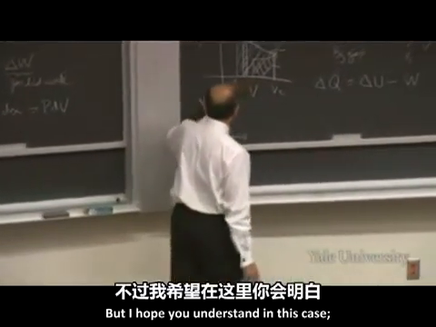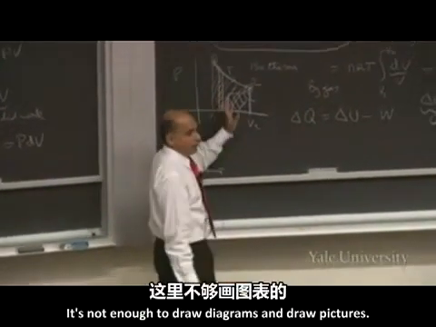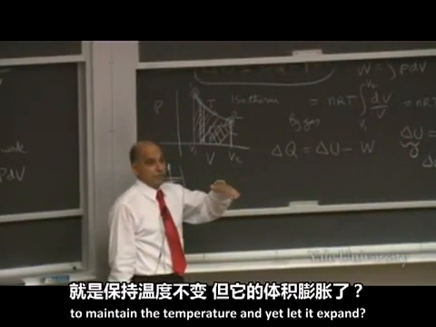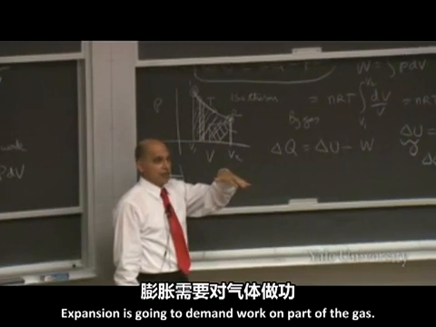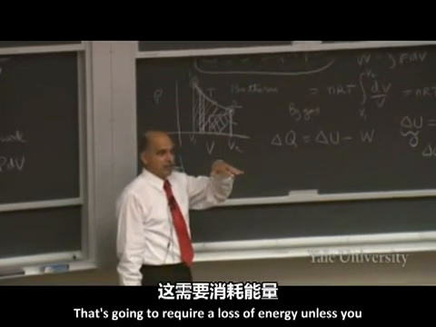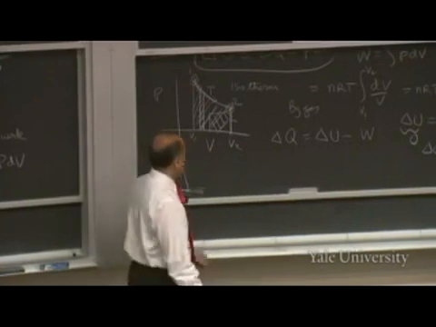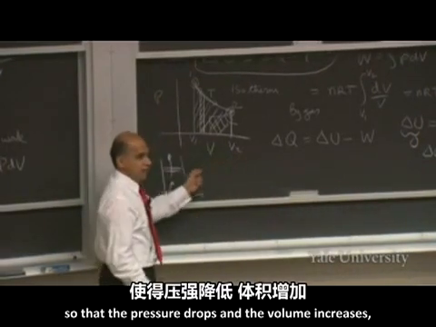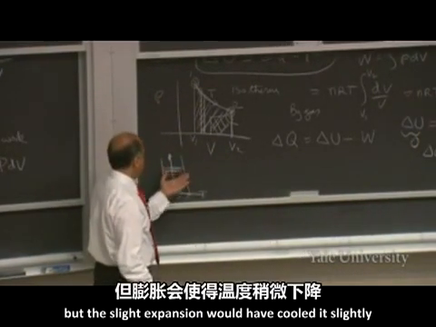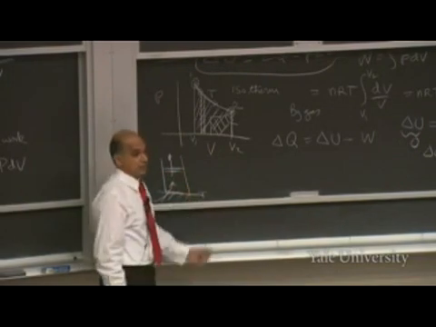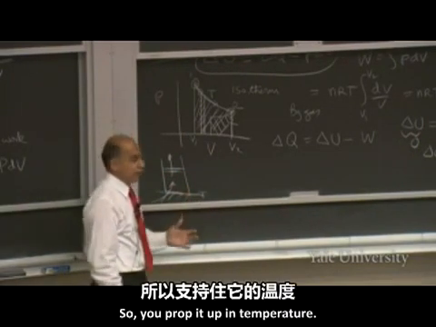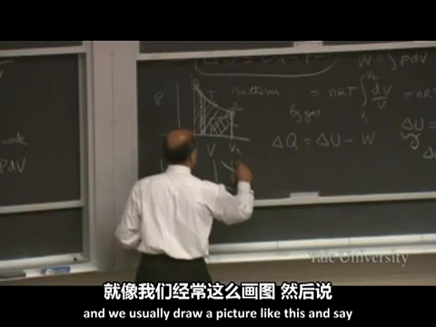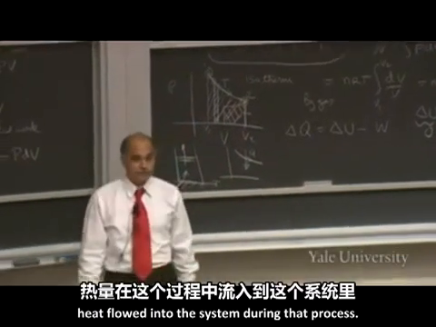But I hope you understand in this case, you've got to visualize this. It's not enough to draw diagrams and pictures. What did I do to the cylinder to maintain the temperature and yet let it expand? Expansion is going to demand work on the part of the gas. That's going to require loss of energy unless you pump in energy from below. So what I've done is that I take grain after grain so that the pressure drops and the volume increases. But the slight expansion would have cooled it slightly, but the reservoir from below brings it back to the temperature of the reservoir. So you prop it up in temperature. So we draw the picture by saying the gas went from here to here, and we usually draw a picture like this and say heat flowed into the system during that process.